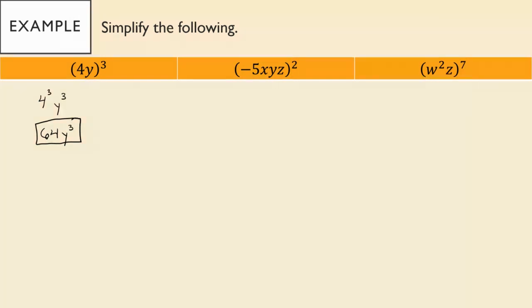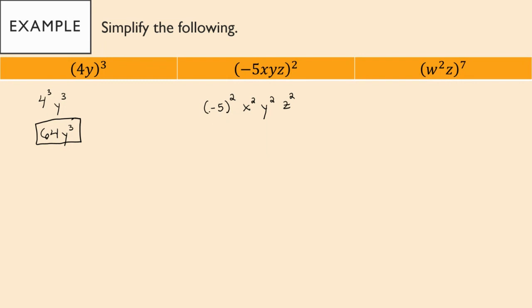Now in the middle we have negative 5xyz, and then that whole thing has an exponent of 2. If there is a negative, you're going to put it with the number. If there's no number, you would make it a negative 1. But that's going to be negative 5, and then we're going to apply that 2. So that 2 applies to both the negative and the 5, and then it applies onto the x, the y, and the z.